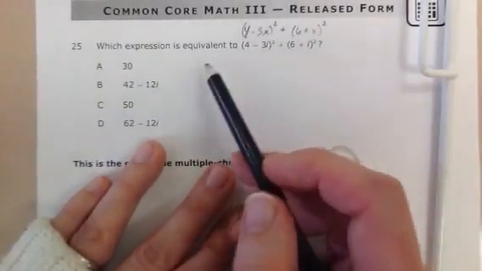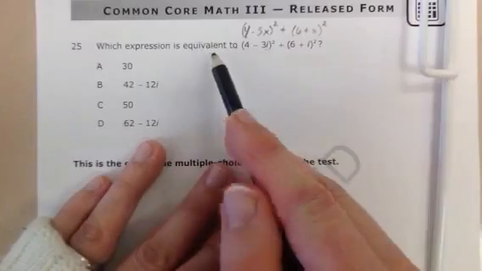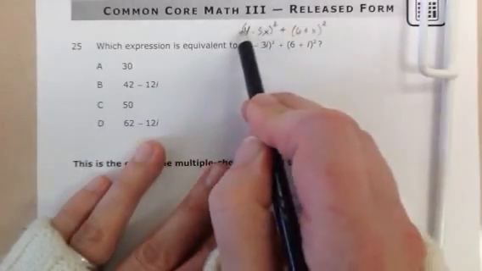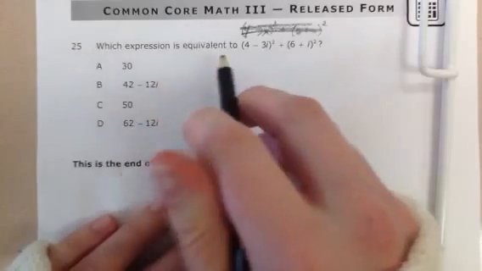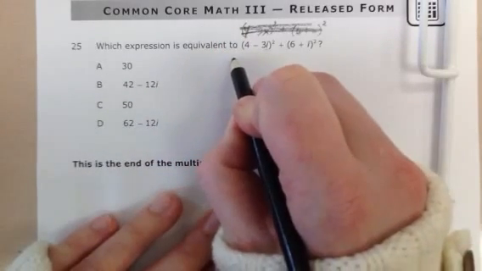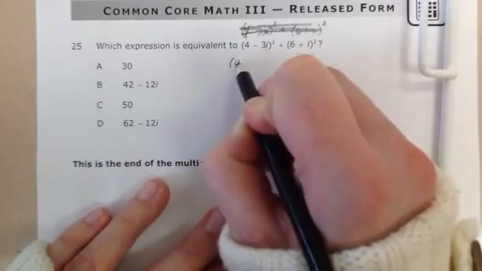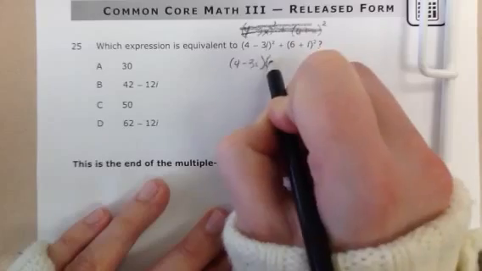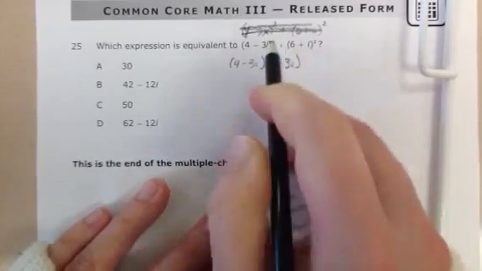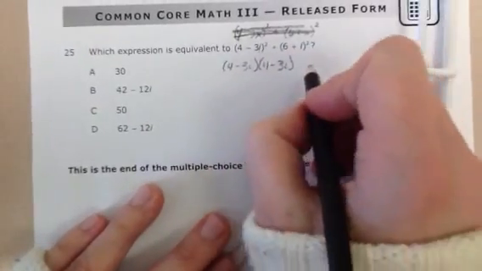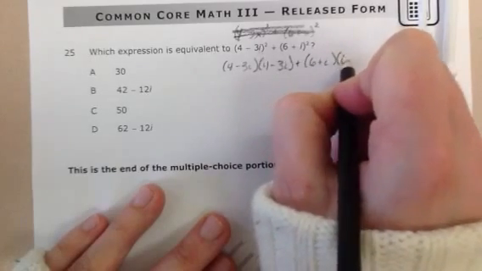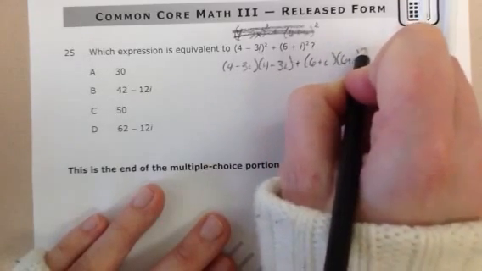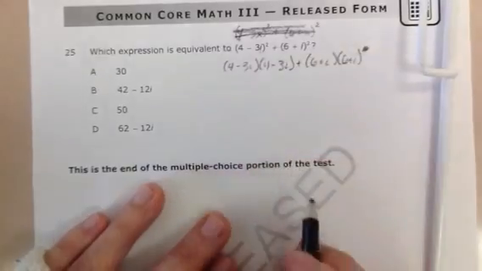It's just binomial expansion. So we're going to expand this out, just treating the i like it's a variable instead of a number, and we'll deal with that number part later. So 4 minus 3i times 4 minus 3i is the same thing as 4 minus 3i squared. And then write the plus, and then we've got the 6 plus i times 6 plus i, right? Because that's the same thing as having it squared.